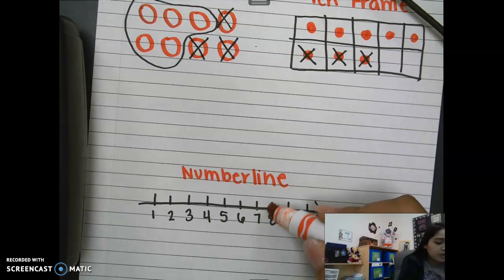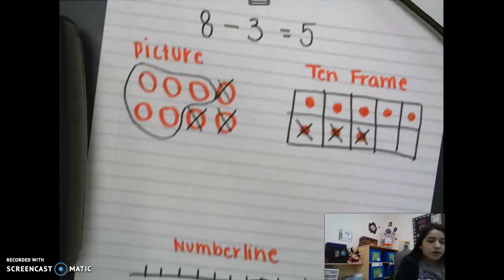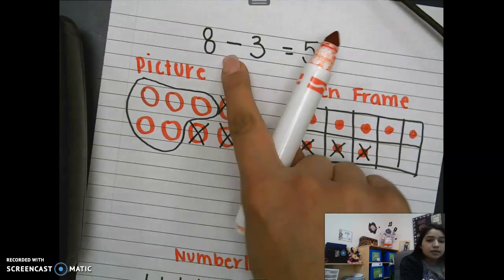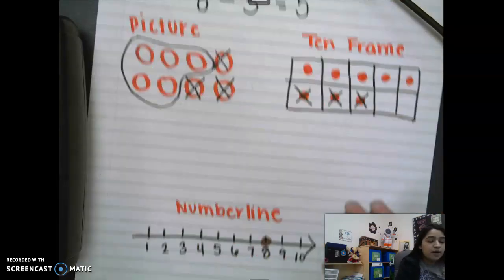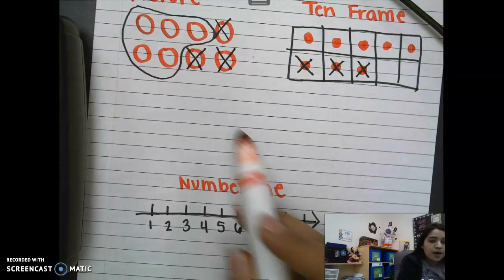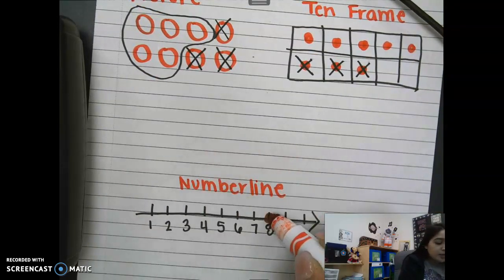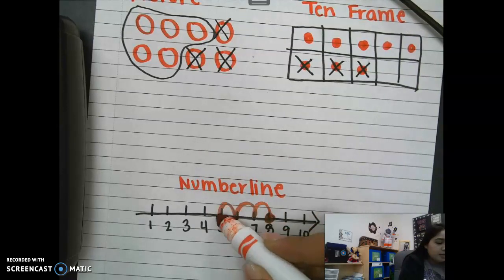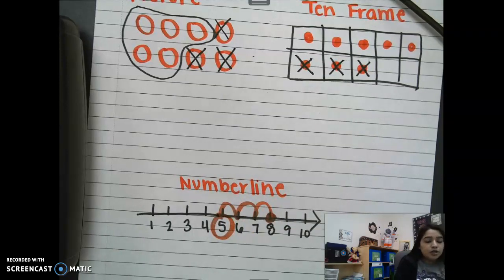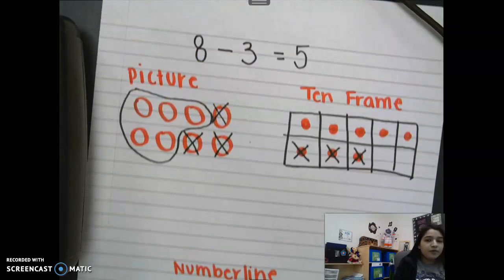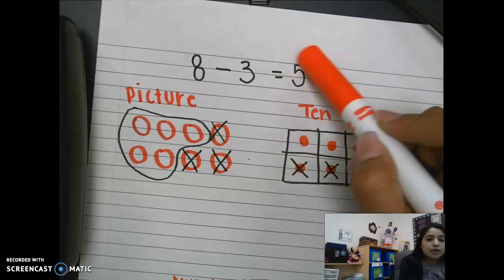So we're going to put a dot. And what are we doing? We are subtracting 3. So that means that we are going to jump backwards 3 times. So let's do that. Let's jump backwards 3 times. 1, 2, 3. And let's circle the number that we land on. So what number did we land on? 5. Good job. So we landed on 5.